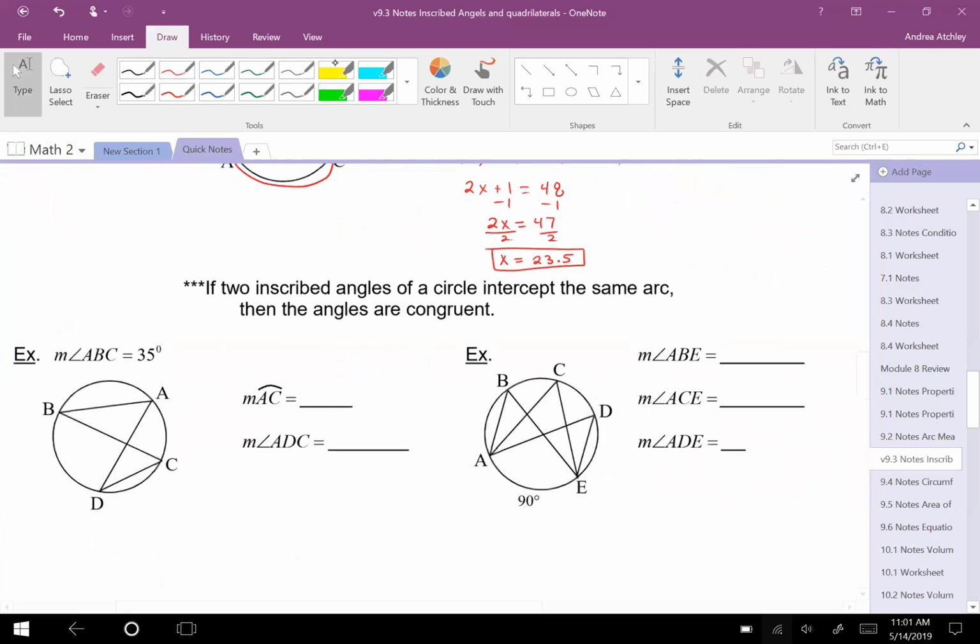Okay, we have another theorem here. If two inscribed angles of a circle intercept the same arc, the angles will be congruent. So if you look here, angle ABC intercepts this arc here, and then angle ADB is also intercepting that same arc. Because they intercept the same arc, these two angles will be congruent.